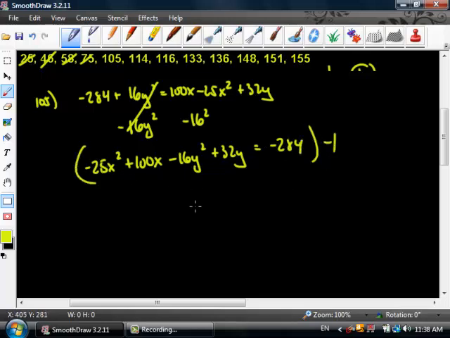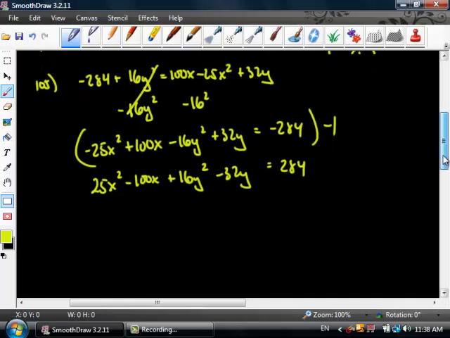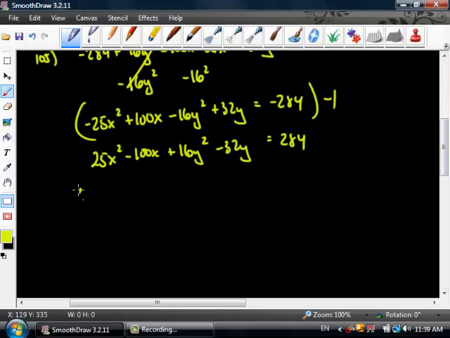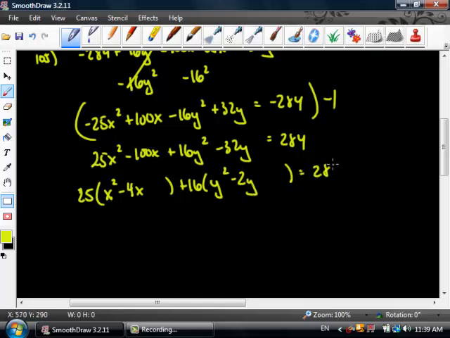I'm going to multiply everything by negative 1, so I get 25x squared minus 100x plus 16y squared minus 32y equals positive 284. From here I have to do completing the square twice, so I'm going to go ahead and factor out a 25. So I get x squared minus 4x, leave myself some space, plus 16 times y squared minus 2y equals 284. I'm going to add the boxes.